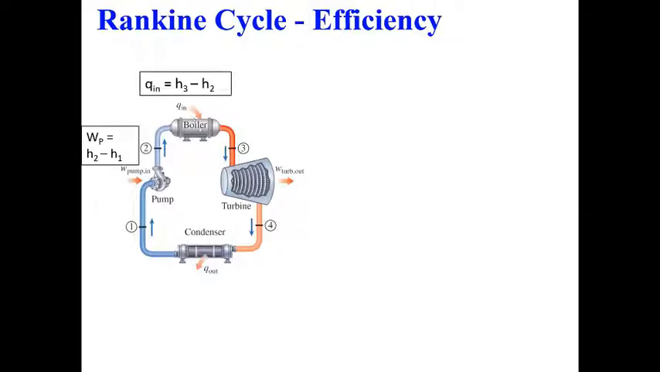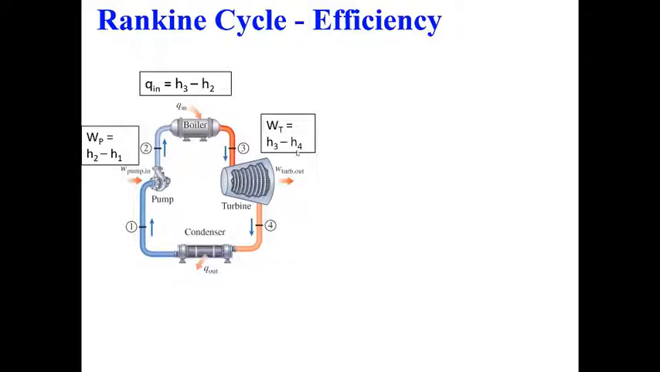Now coming to the boiler, so here we are adding heat to boil or evaporate the fluid. So the fluid is changing state from 2 to 3. So heat added in the boiler can be noted as H3 minus H2. This is the amount of heat supplied which changes the state from 2 to 3. Now from 3 to 4, the work is done by the fluid on the turbine, which is taken as output.